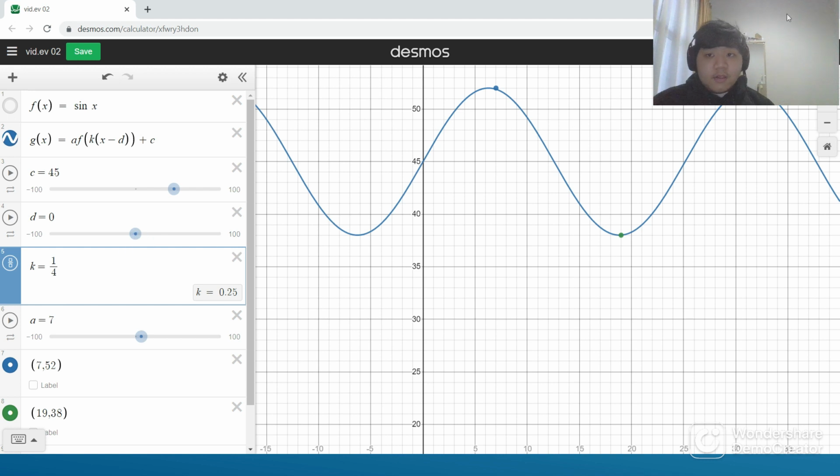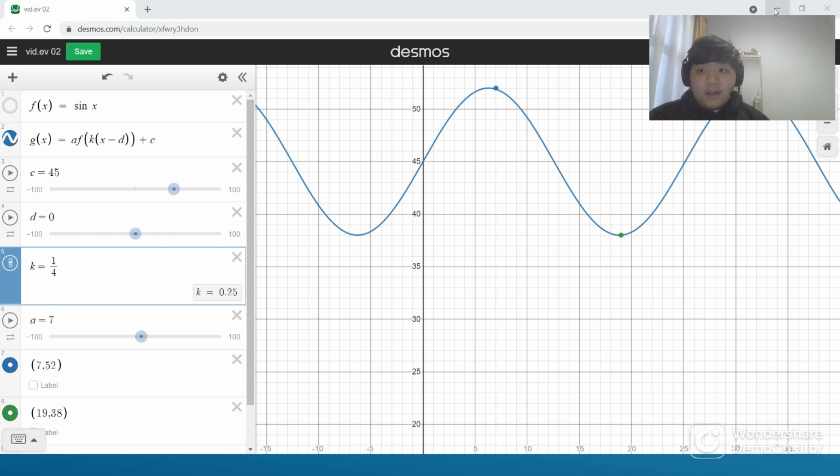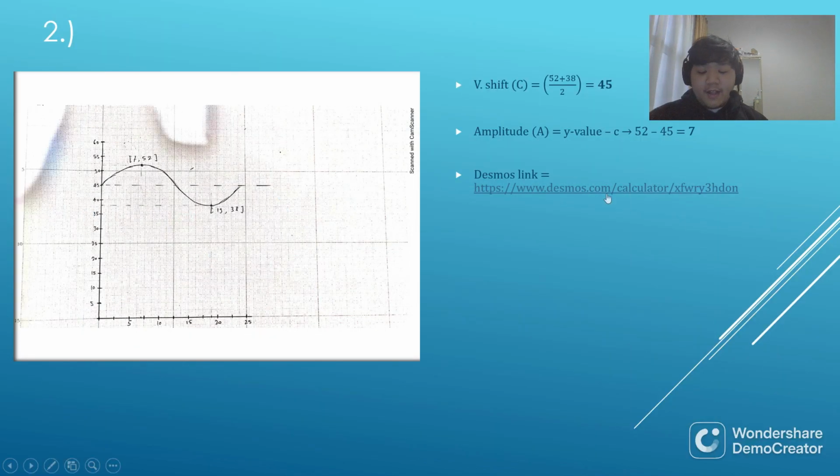So we already got all our elements to create our model. We can already create the equation itself. We already know that a is equal to 7, k is equal to 1 over 4, d is equal to 0, and c is equal to 45. Putting that into the equation, we can simply pull out that the final equation will be 7 sin open bracket 4x plus 45.